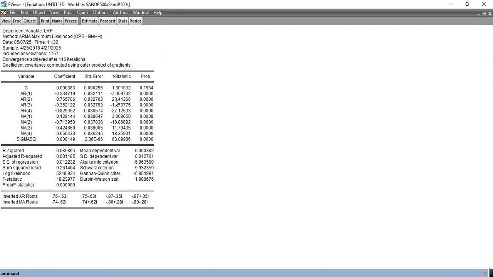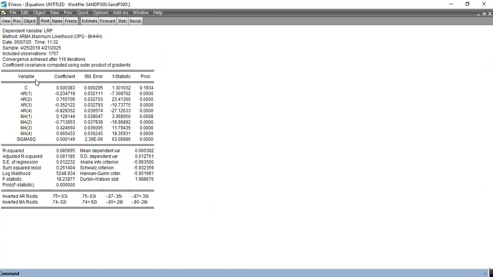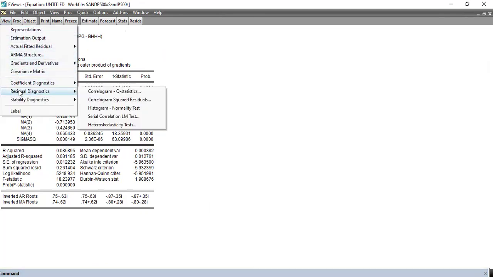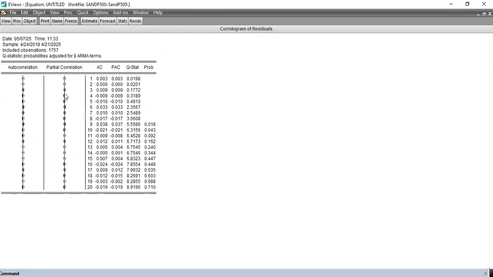Then once we have fitted the model, we use the residuals of the mean equation to test for ARCH effect. This is our mean equation. If we write it in the form of an equation, that will be our equation. Once we have the mean equation, we go for residual testing. Number one, let's go for the correlogram to see whether this model is good or not. Not 36 lags, let's go to 20 lags. Yes, the model is stationary and there is no autocorrelation.